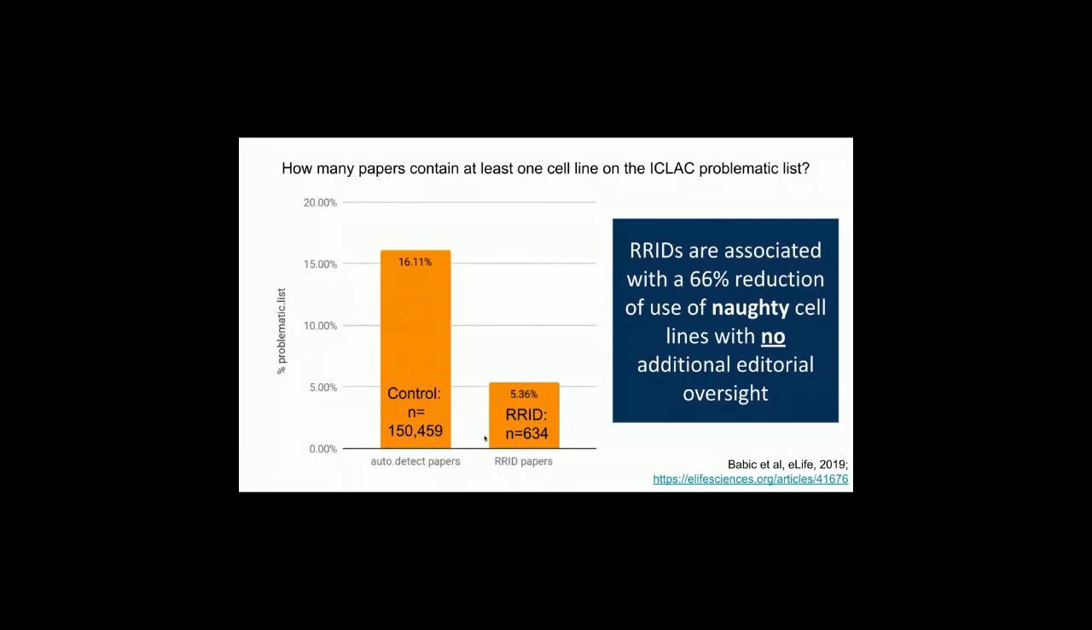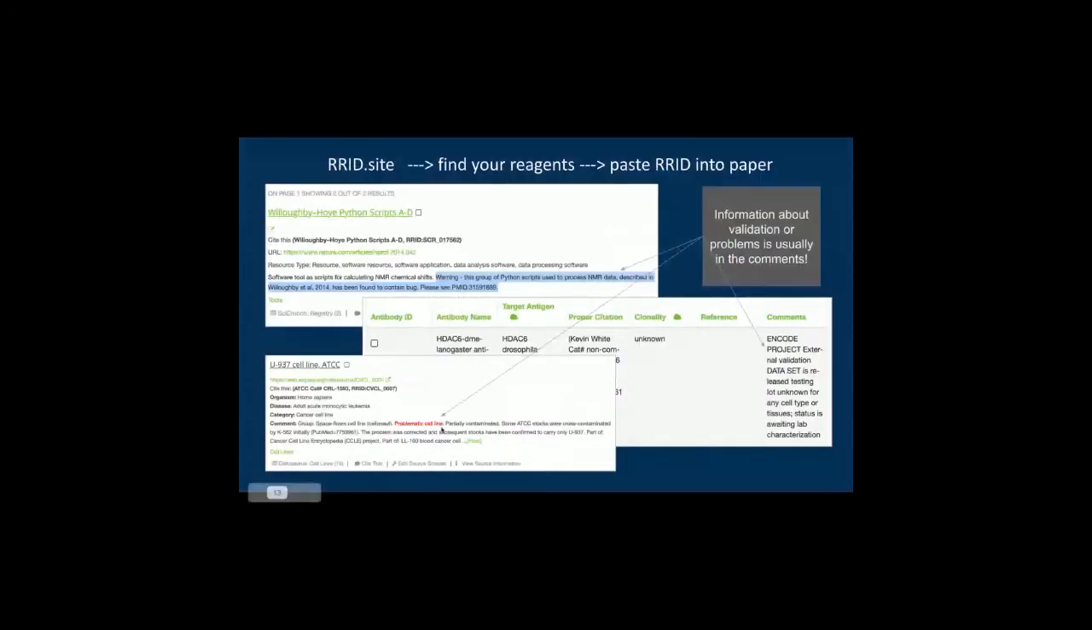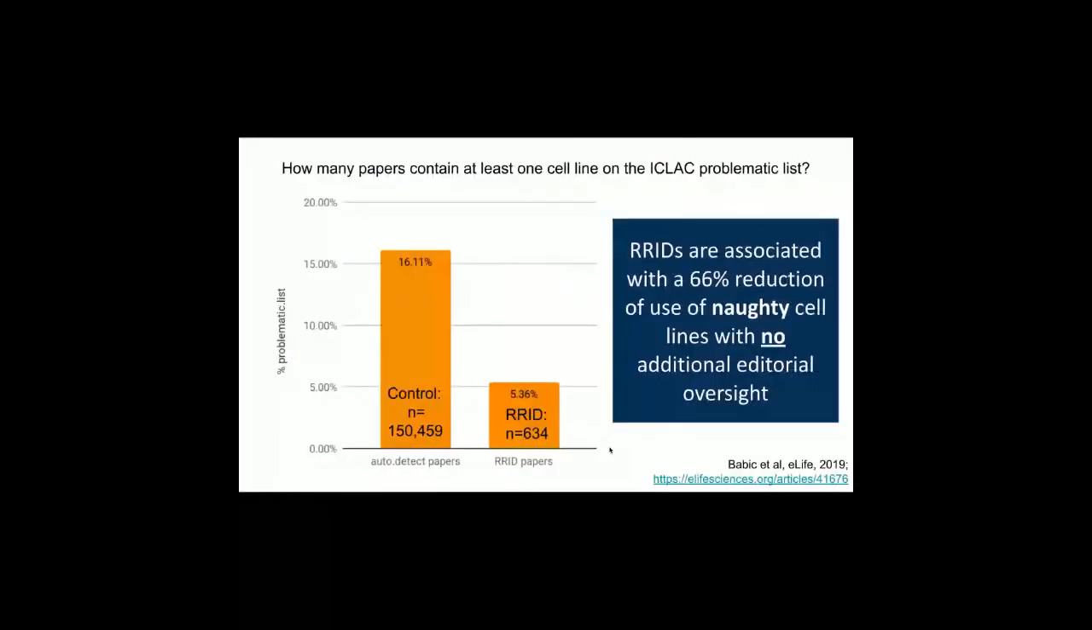So when we looked at the 634 papers that were published with cell line RRIDs at the time, it's way more now, these papers only matched 5% of the time. So with no additional editorial oversight, without somebody beating people's heads in with "don't use these contaminated reagents," simply the note there. And by the way, the note wasn't red. We recently turned it red to make it more obvious. But during that study, it was just all black text. And it seemed like there was a 66% reduction of the use of these naughty cell lines without additional oversight.